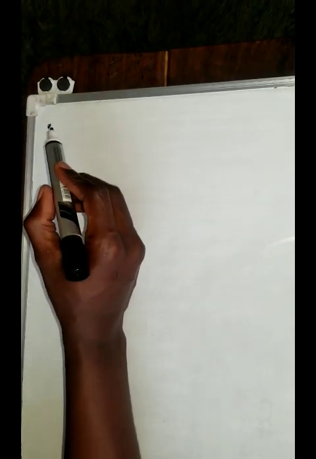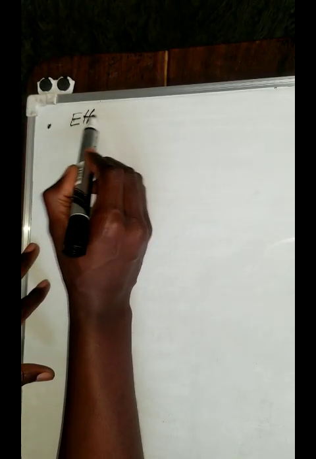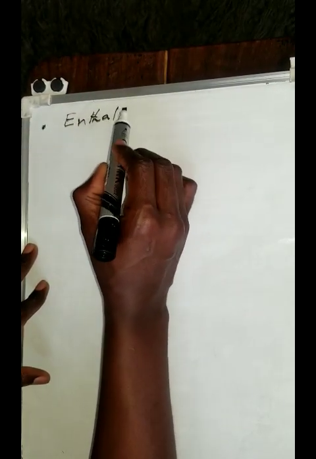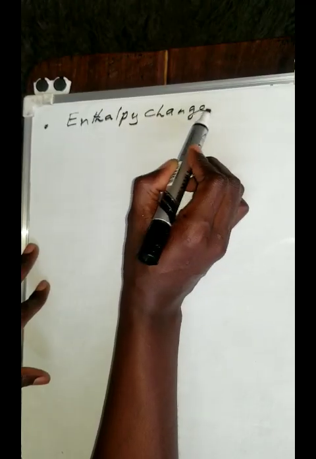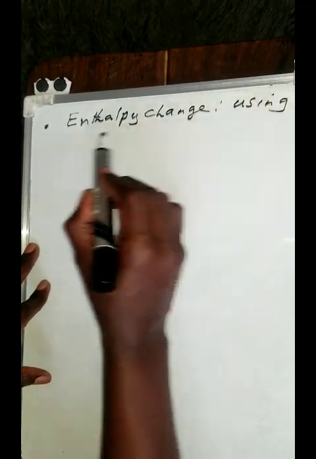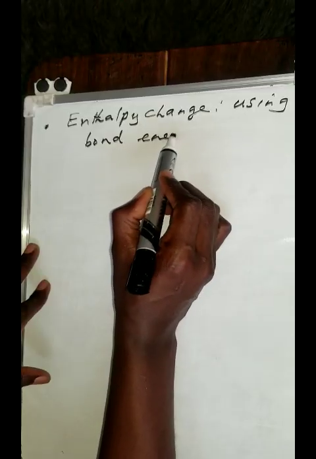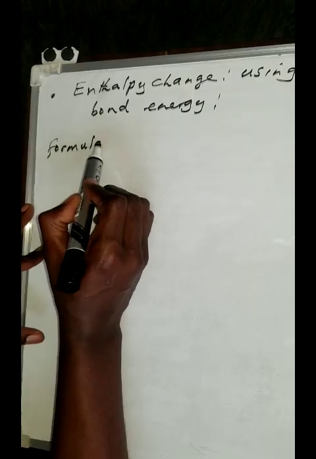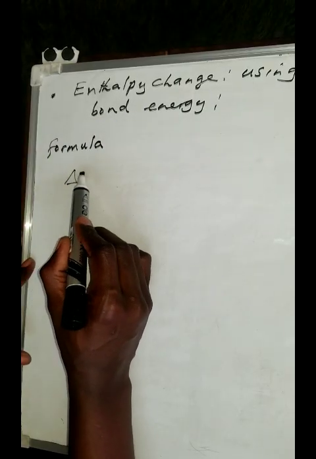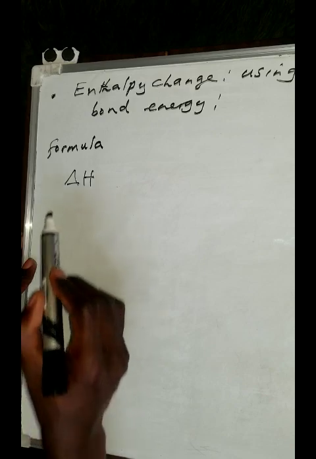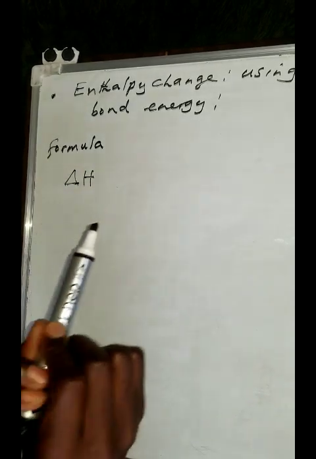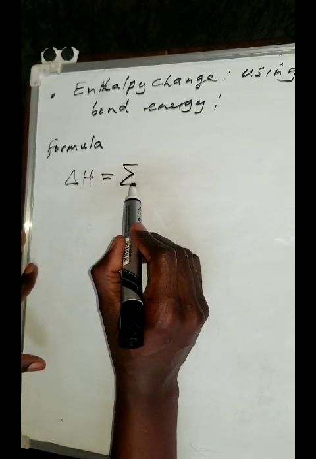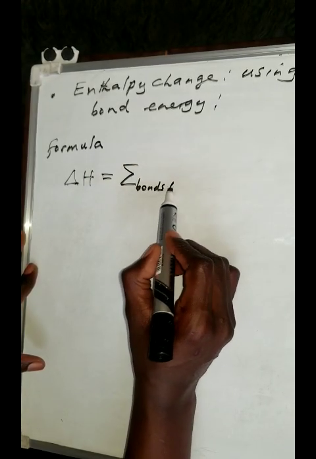So in order for you to calculate the enthalpy change using bond energies, the energies in the bonds, the formula that we are going to be applying, or that you need to remember, is that the enthalpy change, represented by delta H, is equal to the summation of the bonds that are broken.